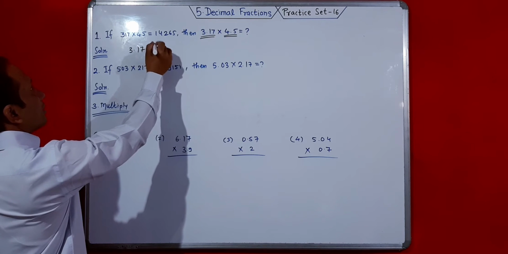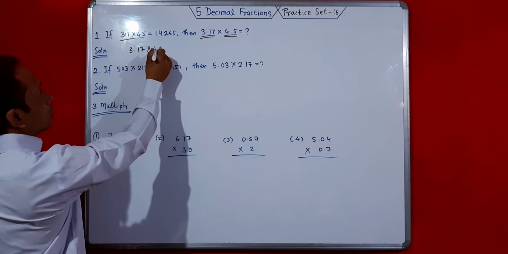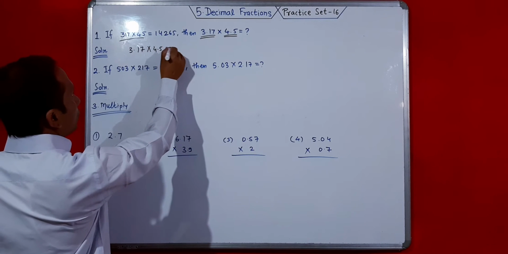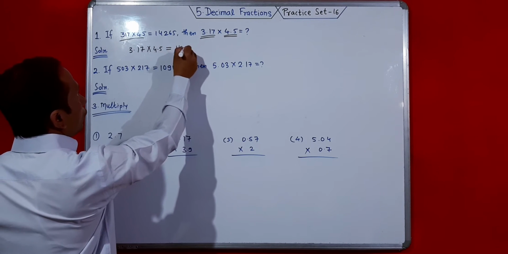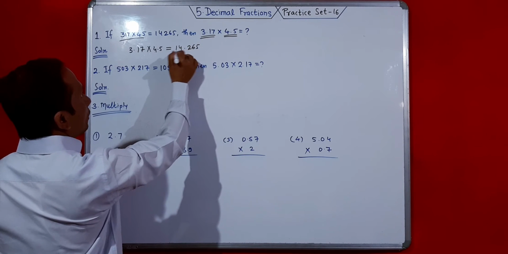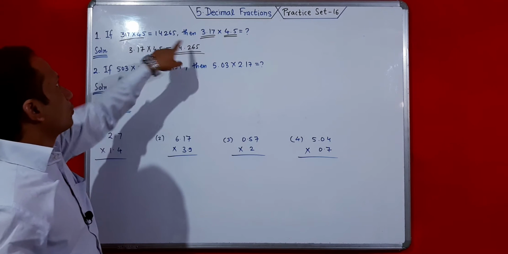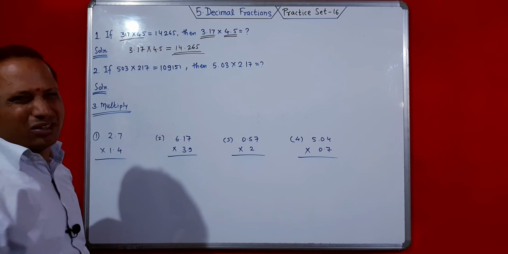The digits are the same. You remember these digits are the same. So after the point there is one number and there are two numbers, total 3 points. So 14.265. After 3 numbers you have to put the point. So these two and this one, only this thing you have to do.